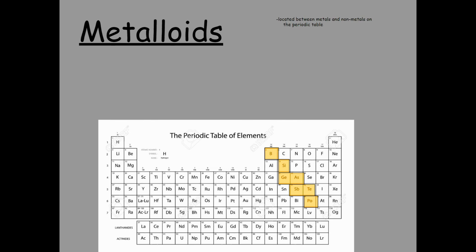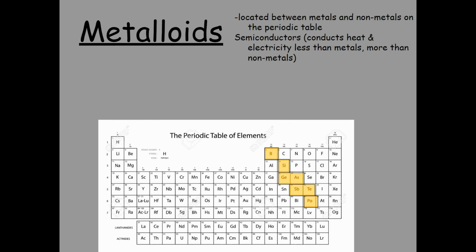On the staircase are the metalloids, the things I've highlighted in yellow. They are semiconductors. Semiconductors mean that they conduct heat a little bit, and they conduct electricity a little bit. Not as well as metals conduct heat and electricity, but not as poorly as nonmetals conduct electricity and heat. Some of them are shiny, some of them are dull, some of them are malleable, some of them are ductile.